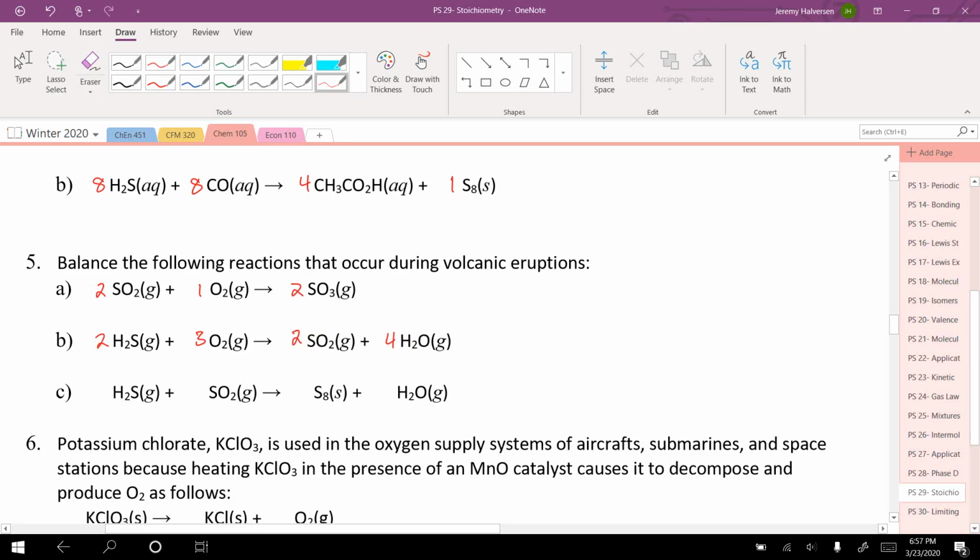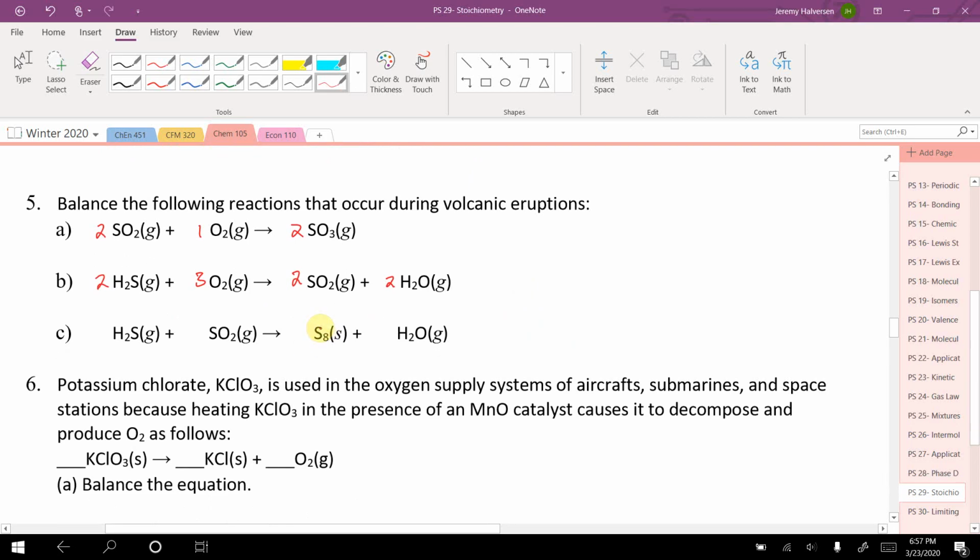8. Let's see, what am I missing? Oh, I don't know why I multiplied that by 4. Should multiply it by 2. There we go. So 4 hydrogens on the left, 4 on the right, 2 sulfurs on the left, 2 on the right, 6 oxygens on the left, 6 oxygens on the right. Okay.